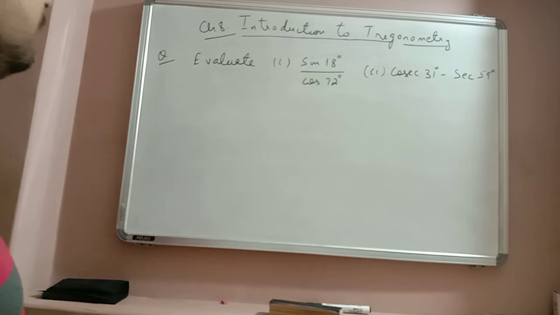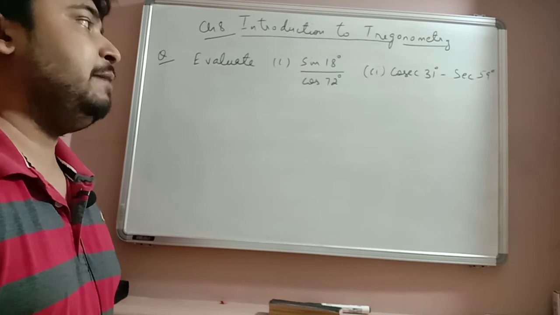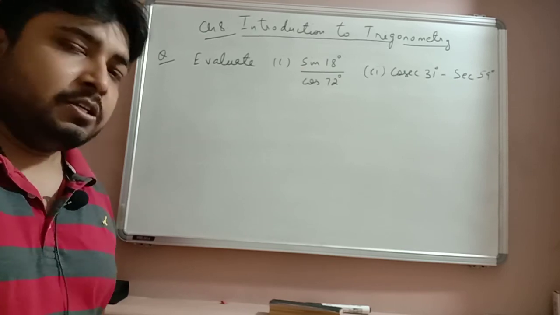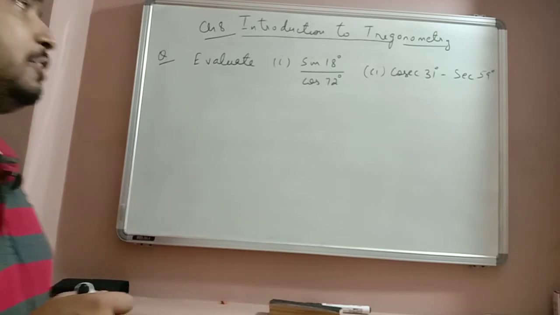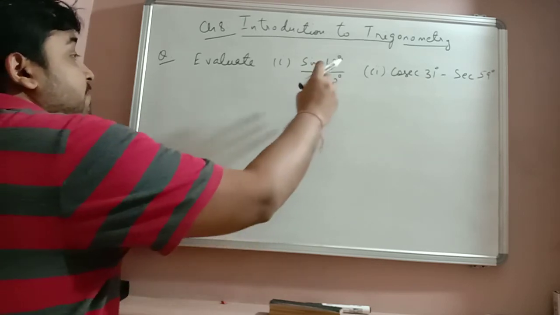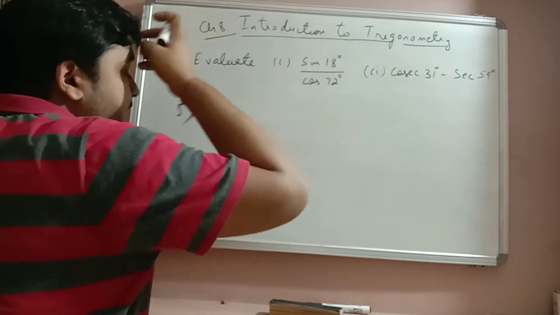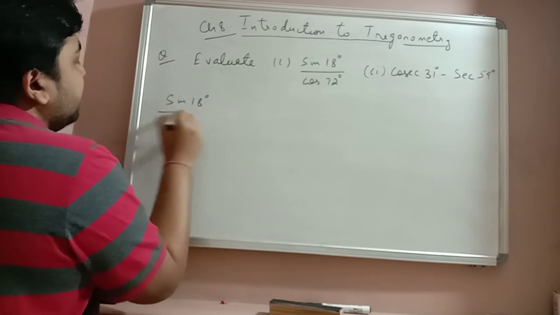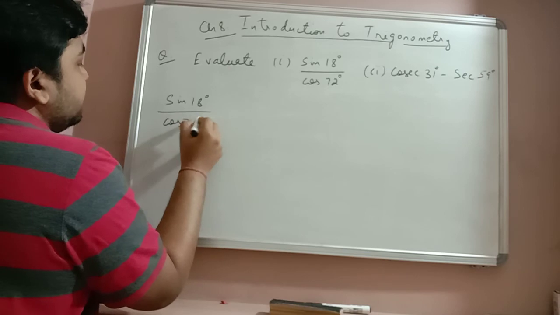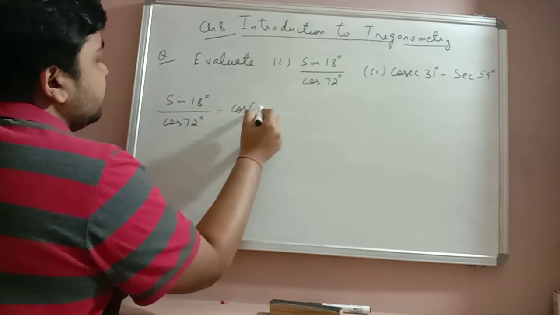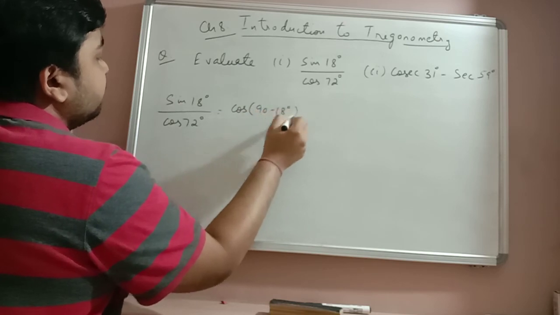Alright, let's take up another question. The question said evaluate sin 18 degrees by cos 72 degrees, and the second part is cosec 31 degrees minus sec 59 degrees. So here also we will use the ratios for complementary angles. We see that 72 plus 18 degrees is 90 degrees. So we can simply write sin 18 degrees upon cos 72 degrees as, just change one of the ratios. So let's change sin, it will be written as cos(90 - 18 degrees).